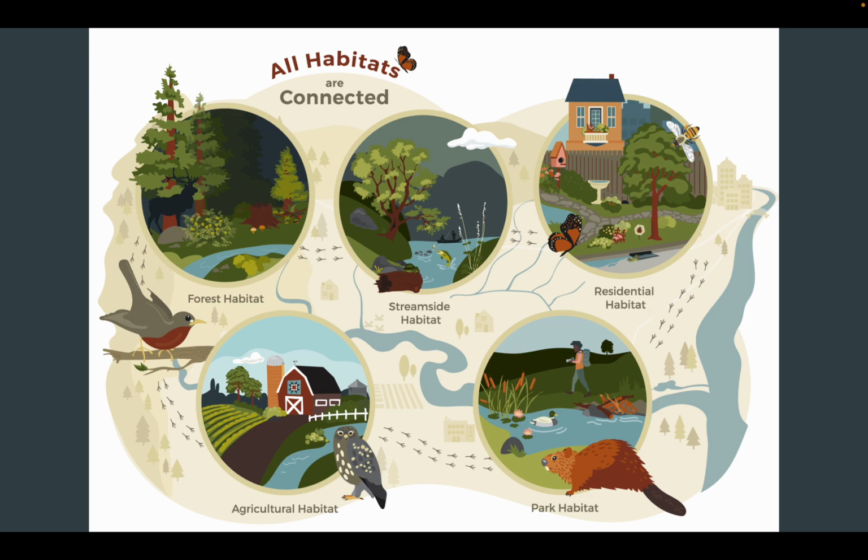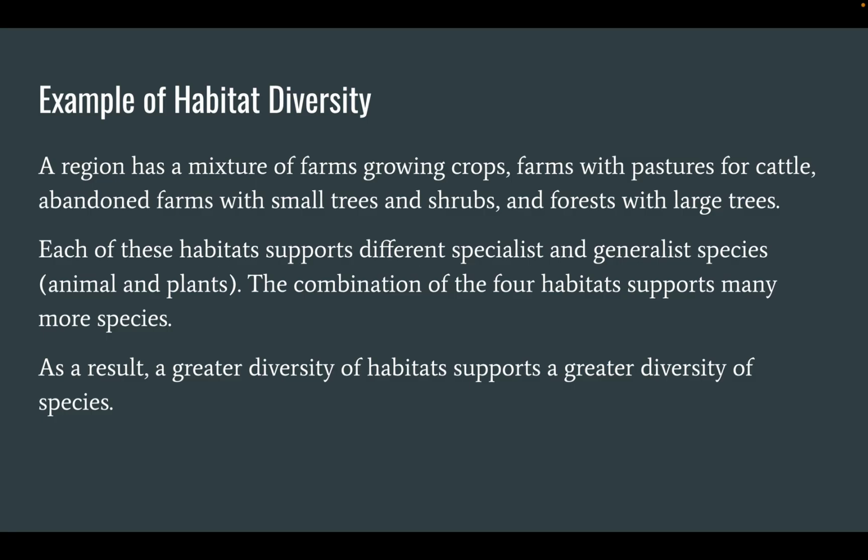But again, human influenced habitat is still a habitat. So let's say a region has a mixture of farms growing crops, farms with pastures for cattle, abandoned farms with small trees and shrubs, and forests with large trees. Each of these habitats supports different specialist and generalist species, both animal and plants, fungi. The combination of the 4 habitats supports many more species. So by having them next to each other, we allow more species to survive. The more habitats within the ecosystem, the healthier it will be. As a result, the greater diversity of habitats support a greater diversity of species.